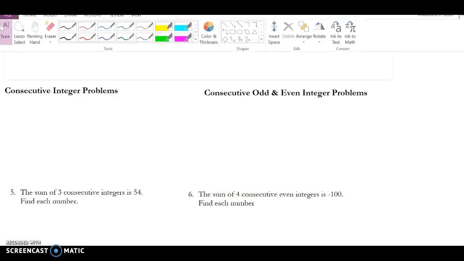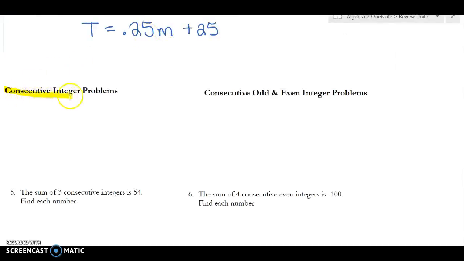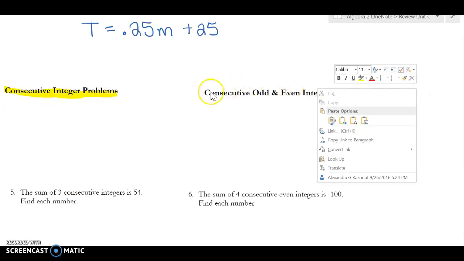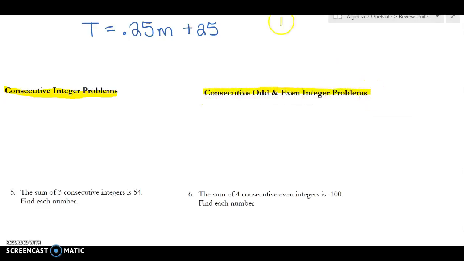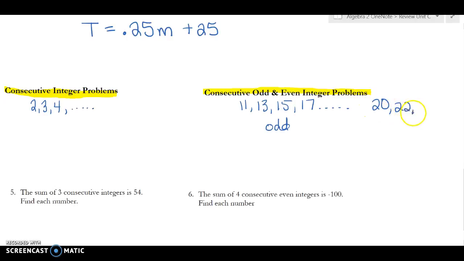Okay, the next type of problems, these can be confusing. And so I've got a method that tends to help people. So hopefully you can follow along and understand what's going on. The first thing we need to know is what a consecutive integer is. Well, consecutive integers are numbers that follow after each other, like 2, 3, 4, and so forth. Consecutive odd would be 11, 13, 15, 17. It's odd numbers that keep going. And then consecutive even could be 20, 22, 24, and so forth. These are even. So consecutive is one right after the other.